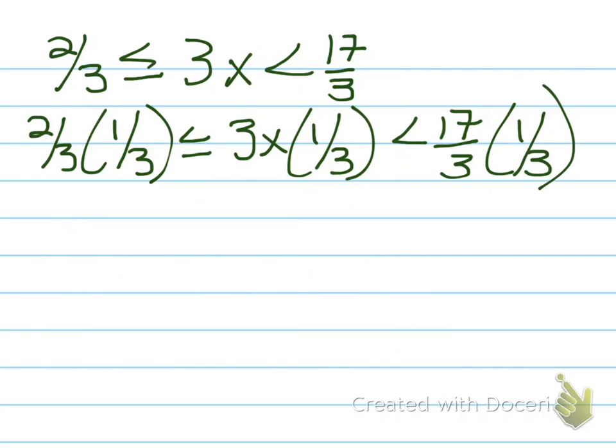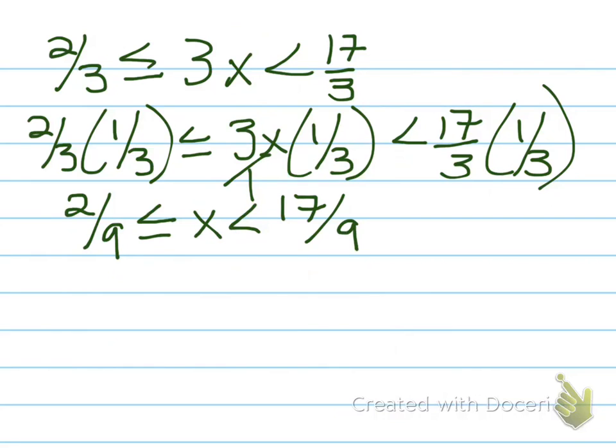So now multiplying our fractions, top times top, bottom times bottom, we have 2/9 is less than or equal to 3 over 1 times 1/3 is 3 over 3, or 1x. We'll just leave that as x. And then that is less than 17/9. So we know that x lies between 2/9 and 17/9. The solution set includes 2 ninths, but it does not include 17 ninths.